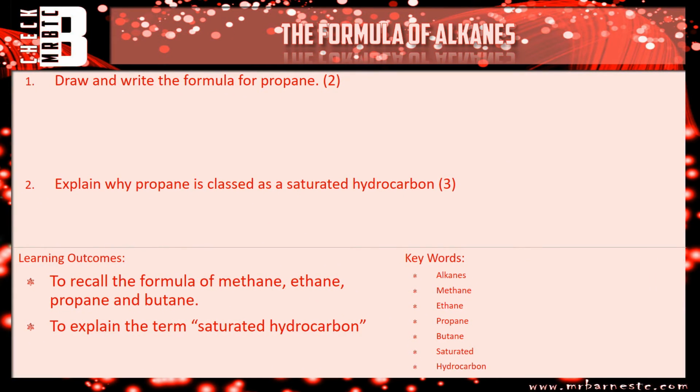Okay, let's go through. So draw and write the formula for propane. So the first thing we need to remember, propane, monkeys eat plastic bananas, P, I've got 3 carbon atoms. So I'll place those out. It's an alkane, so I'll put single bonds in between my carbon atoms, and then I make sure that every carbon has 4 bonds coming out of it. So we look at the one on the left, there we go, there's 4, same in the middle, and same on the right.